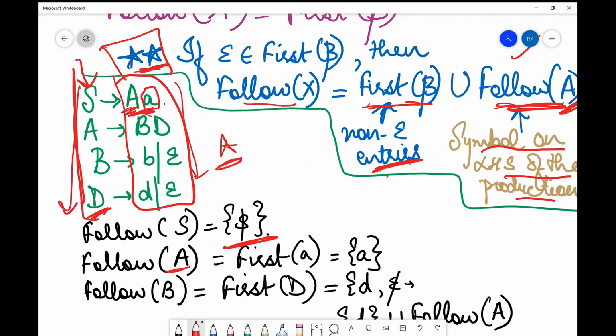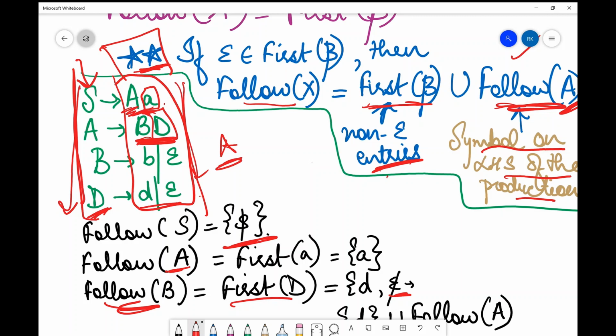Now, follow of B. Again on the right hand side, this is the production where it is participating. So then follow of B will be what? It will be first of this D. First of D, that's what I've written. Now first of D is what? It is D and epsilon. So D and epsilon, but I cannot write epsilon in follow, right? I cannot write epsilon in follow.